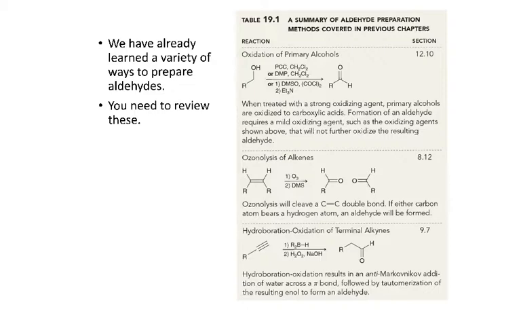So we've already seen a number of different ways that we can prepare aldehydes and ketones. This chart is a summary of the ways that we've learned to make aldehydes. I'm not going to go through these in detail, but if you don't remember them, you're going to go back and review them. Earlier this semester, we learned how to make aldehydes from the oxidation of primary alcohols. Last semester, we learned how to make aldehydes from either the ozonolysis of alkenes or the hydroboration oxidation of terminal alkynes.